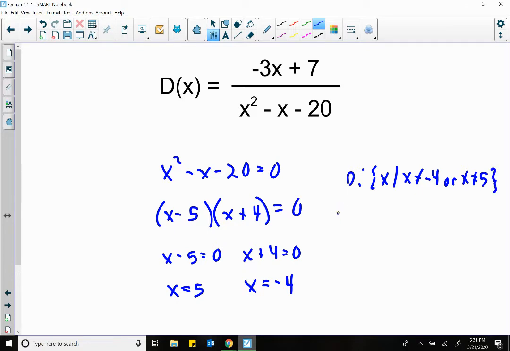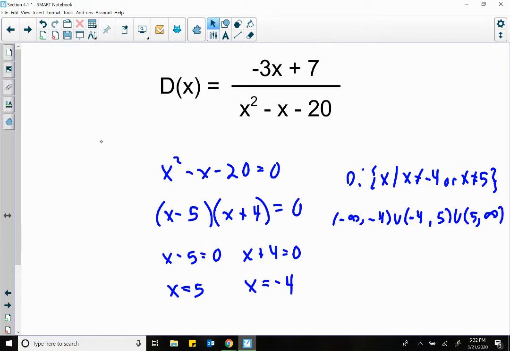Interval notation, start at negative infinity. First problem number we come to is negative 4. Jump over it. We're picking up on the other side of negative 4. Next problem number we come to is 5. Jump over it. Pick up on the other side of 5, and we shoot off to infinity. And there you go. That's how we find domains. Again, this was just a review of stuff. All right.